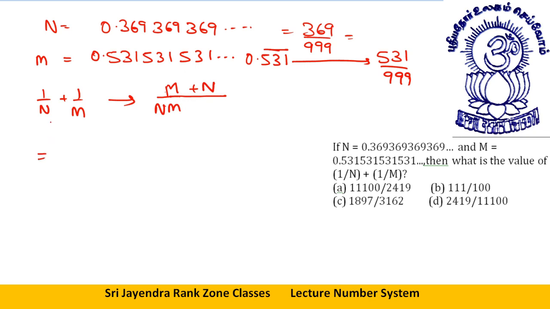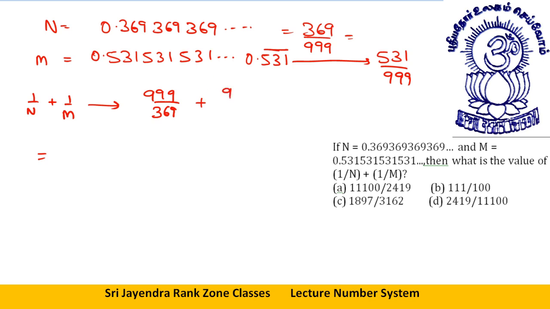Rather than doing this, let me just write down the values. We need 1 by n plus 1 by m. What is 1 by n? 1 by n will be 999 by 369. 1 by m will be 999 by 531. I think both the fractions are cancelable by 9. Yes. So I can write them as 111 by 41, if I'm not doing any mistake, plus 111.